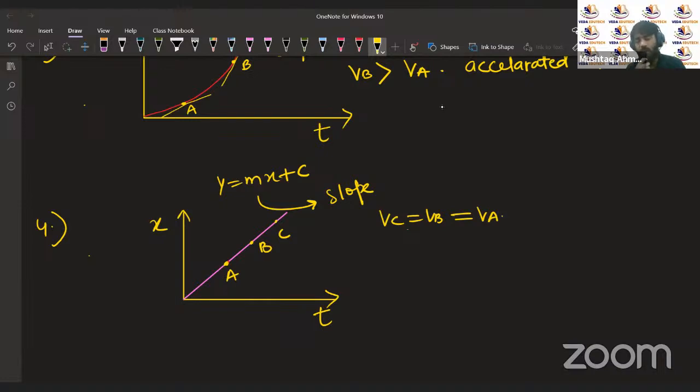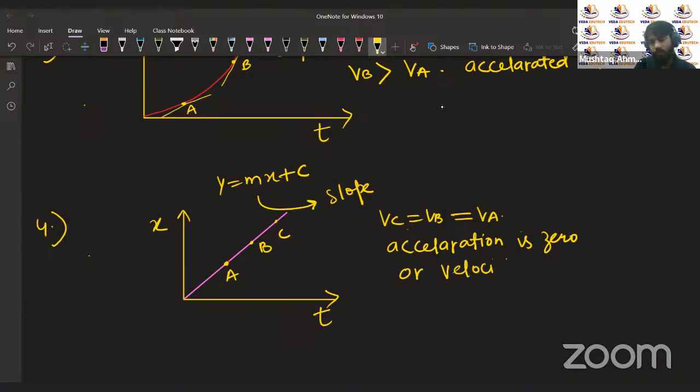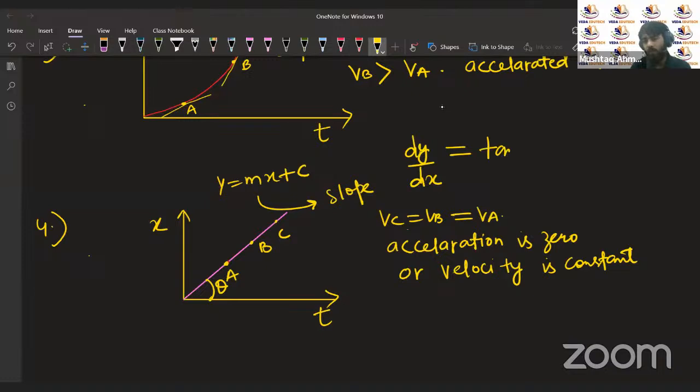Velocity is not changing. When the velocity is not changing, we can say acceleration is zero, right? Or we can say velocity is constant. And let's suppose this is the angle theta here. We know that dy by dx is the slope of a curve at some point. It is also equal to the tangent, that's tan of theta.